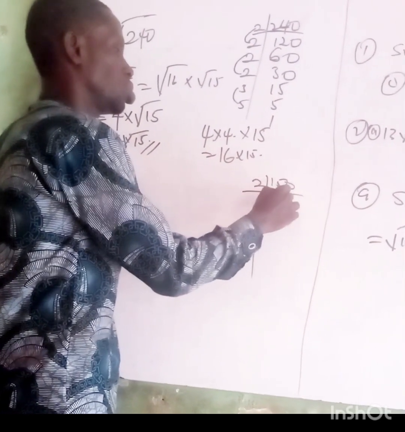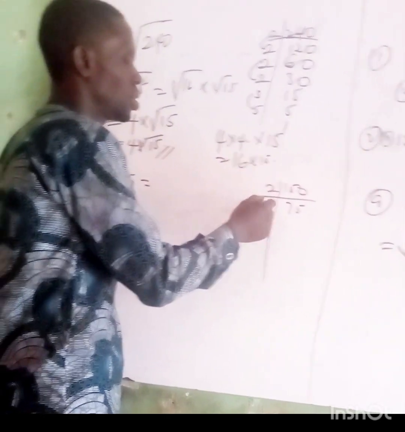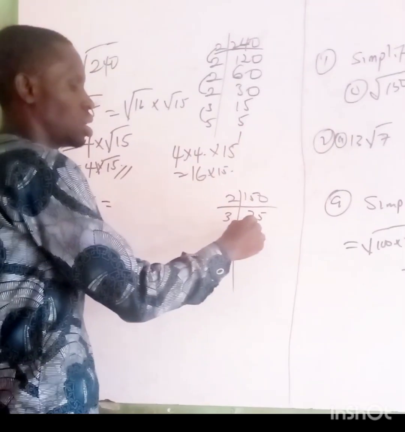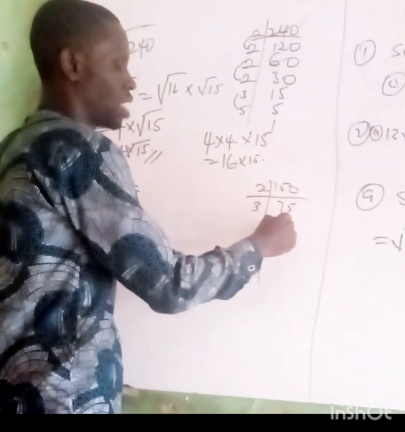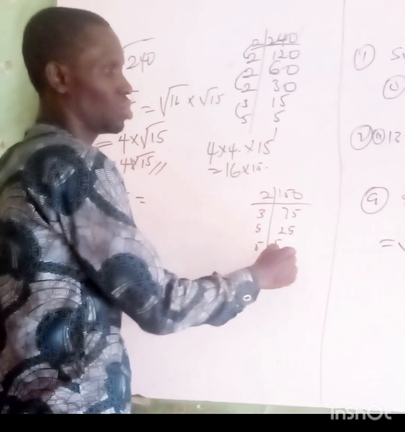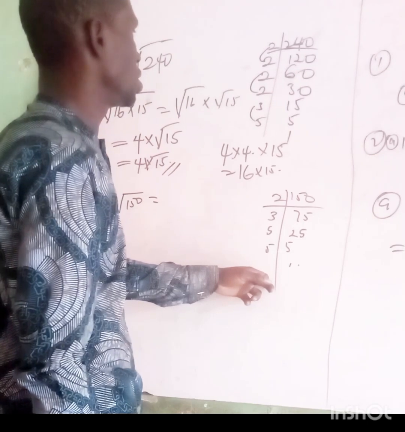So 150, 2, 75, 3, 25, 5, 5, 5, 1. I think we did something like this the other time.